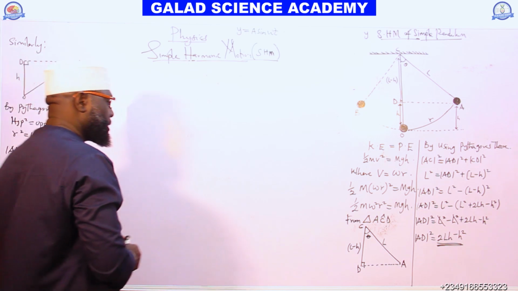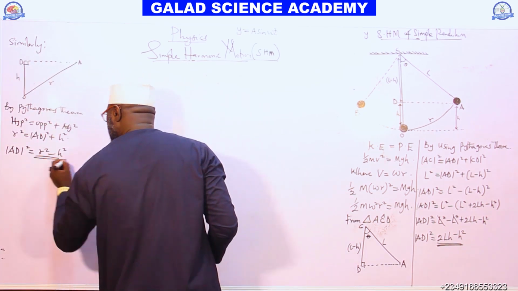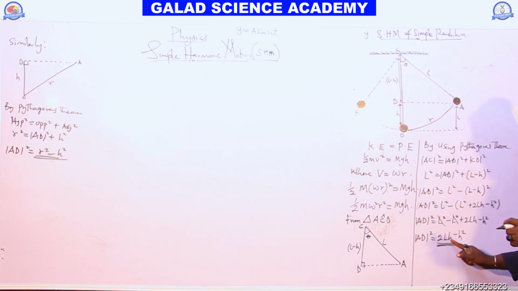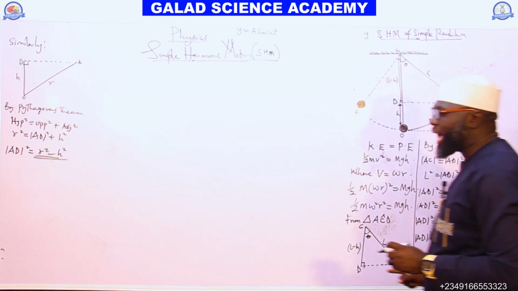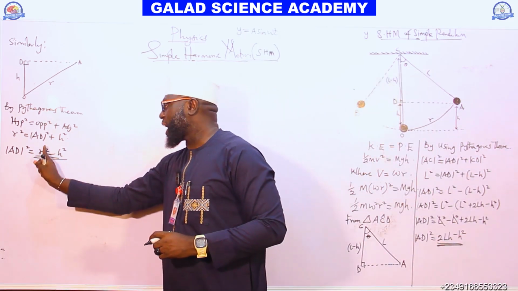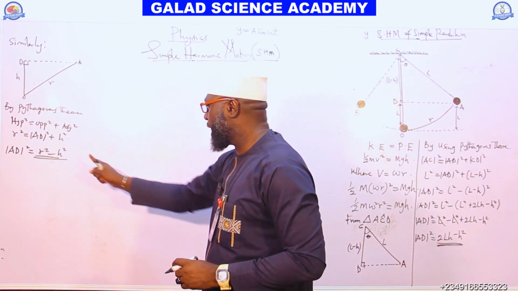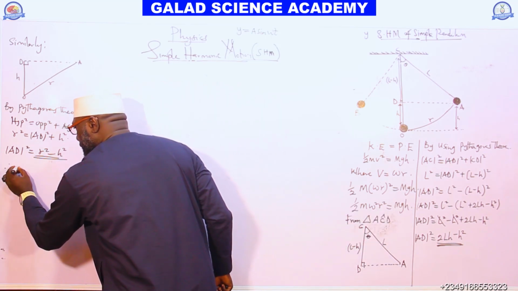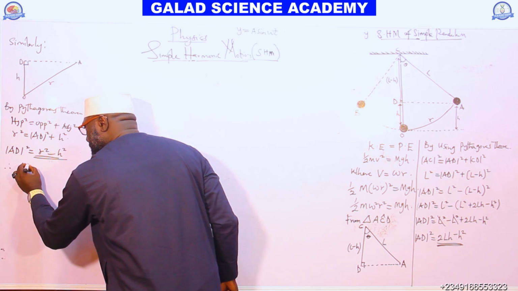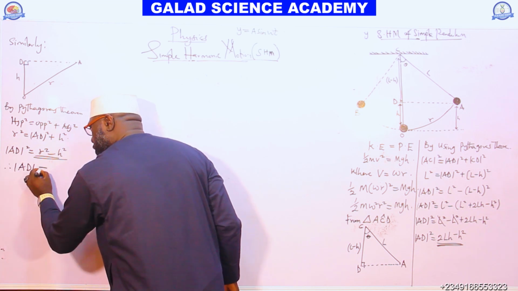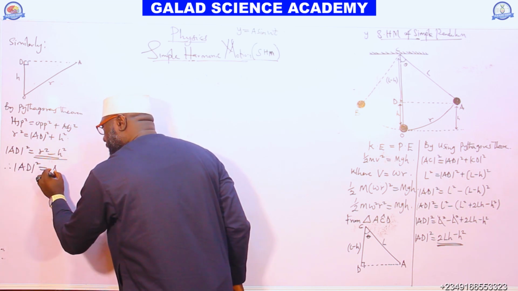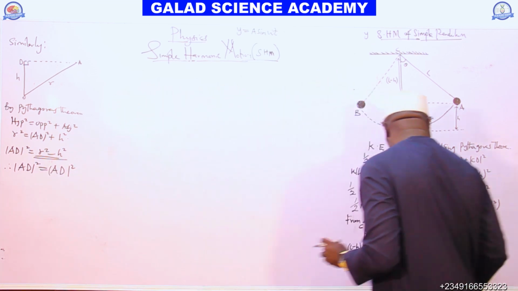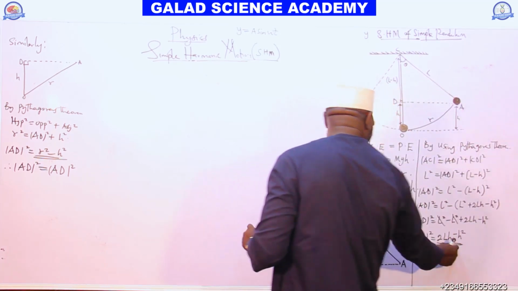You can observe that here, AD square is 2LH minus H square. And here too, AD square is R square minus H square. You now say therefore, AD square for the first triangle equal to AD square for the second triangle. You will equate these two together.